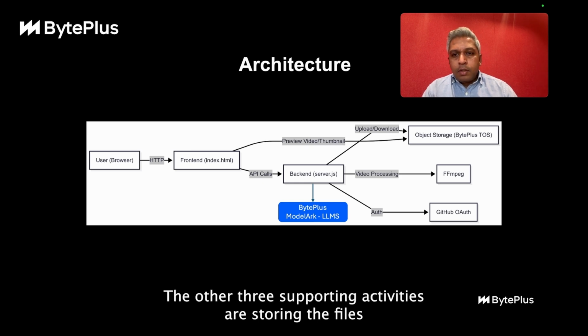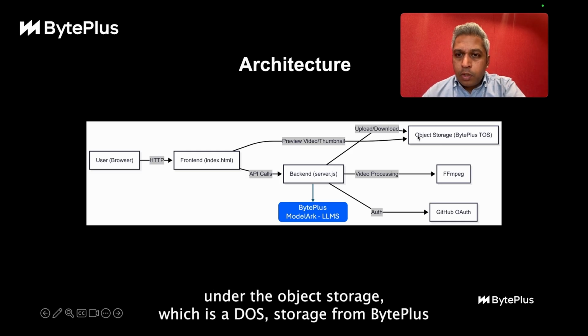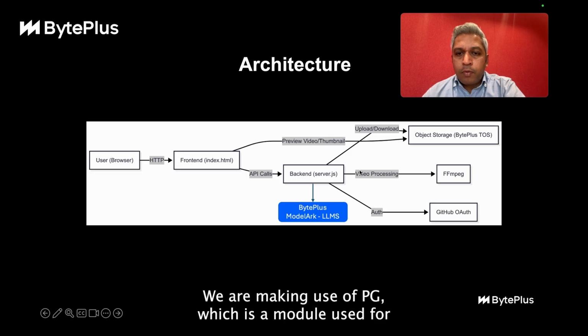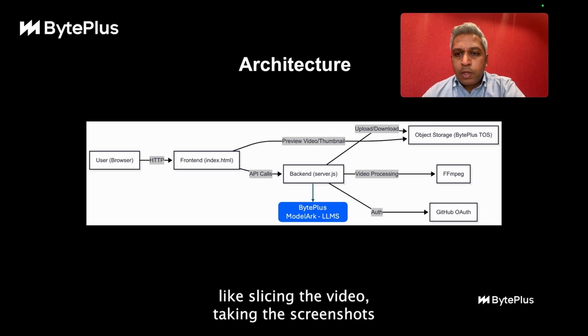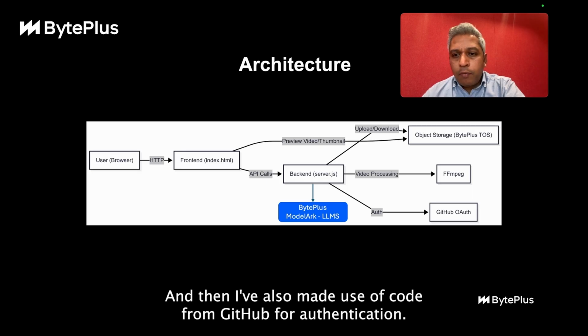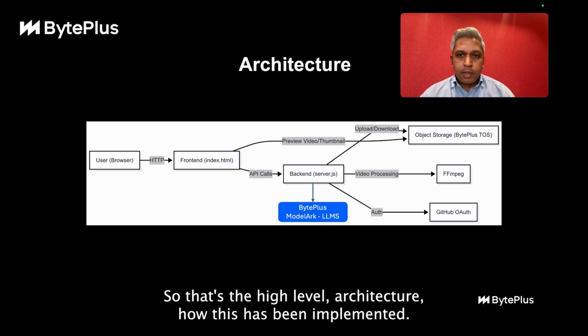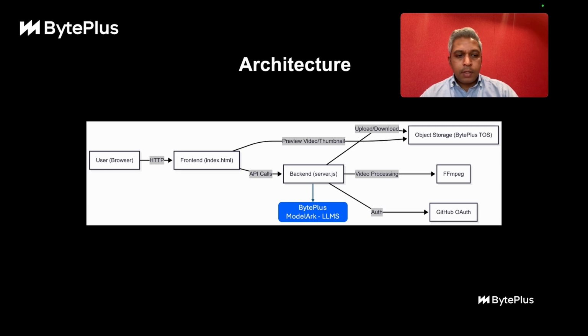The other 3 supporting activities are storing the files under the object storage, which is a TOS storage from BytePlus, and then video processing. For video processing, we are making use of FFmpeg, which is a module used for slicing the video, taking the screenshots, and all those activities for media processing. And then I've also made use of OAuth from GitHub for authentication. So that's the high level architecture, how this has been implemented.